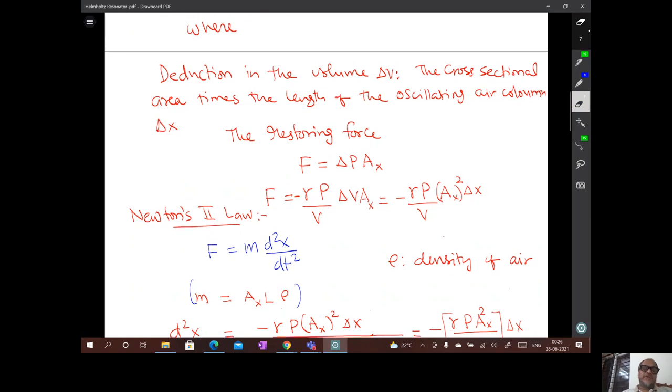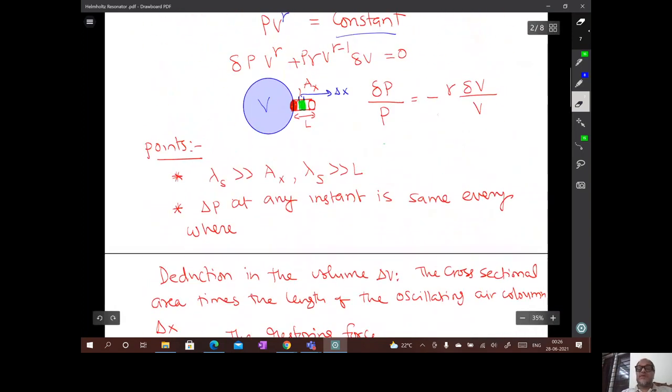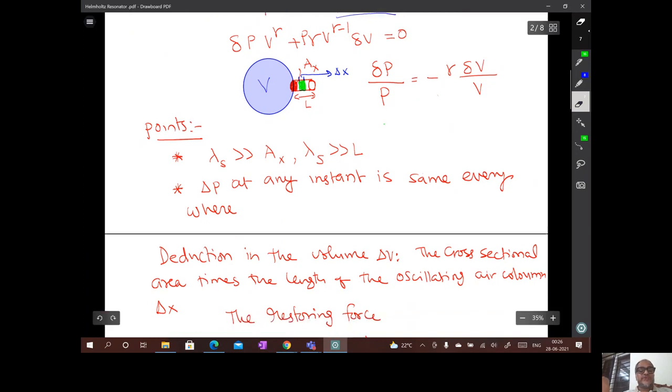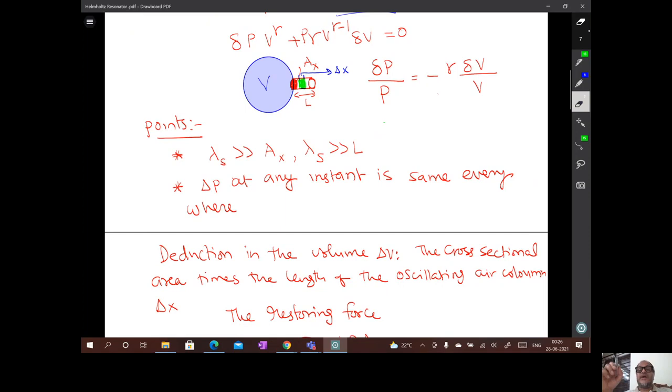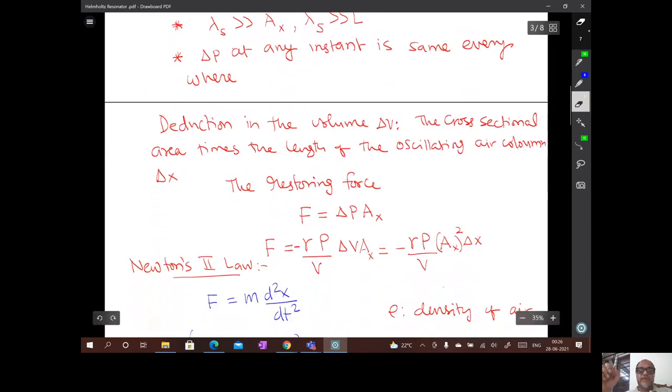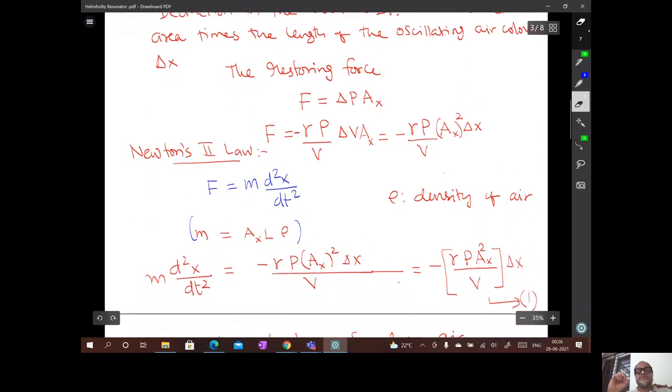So the restoring force here is delta P into AX, where AX is the area of the small neck part. Now I substitute my delta P from the equation above, that is delta P by P equal to minus gamma delta V by V. So if you want to substitute for delta P, you multiply this P on the right hand side. So minus gamma P delta V by V into AX. So that is the restoring force.